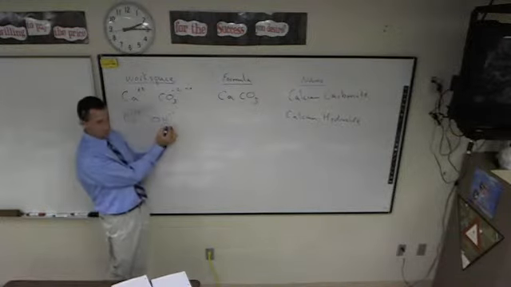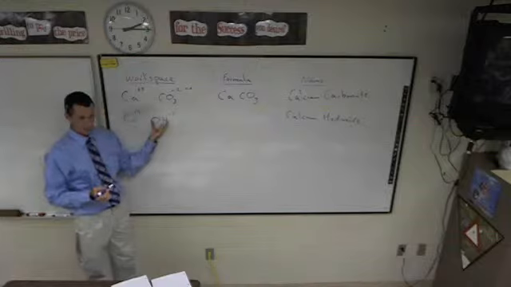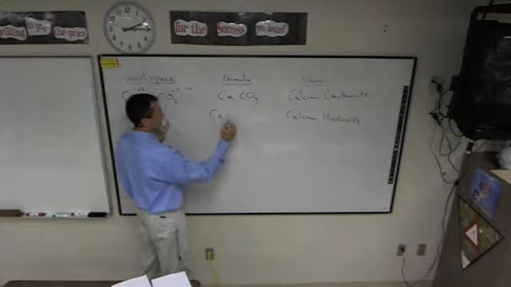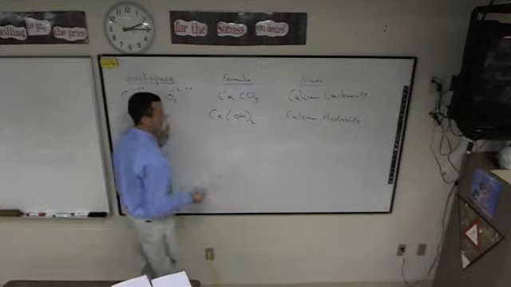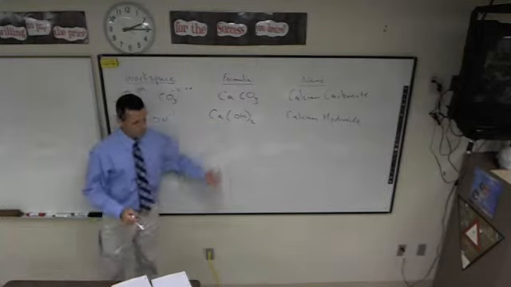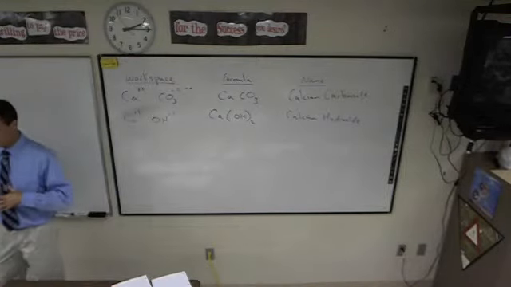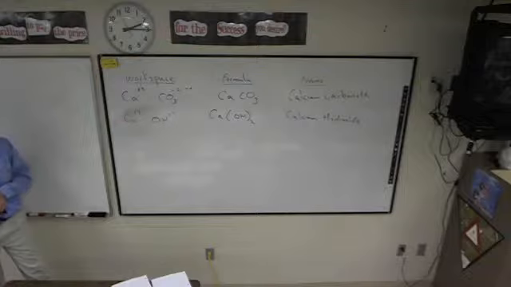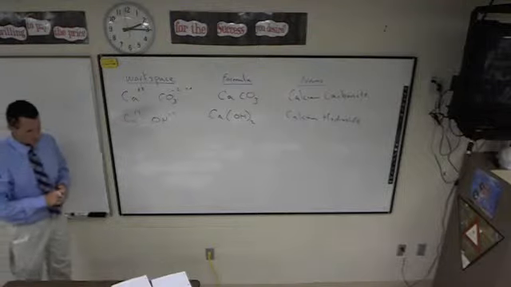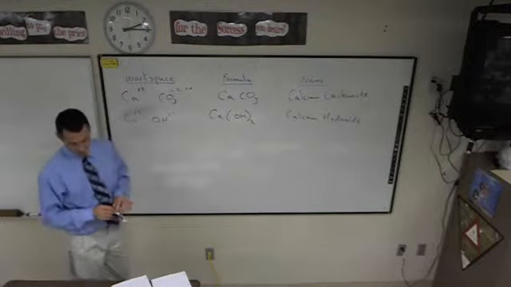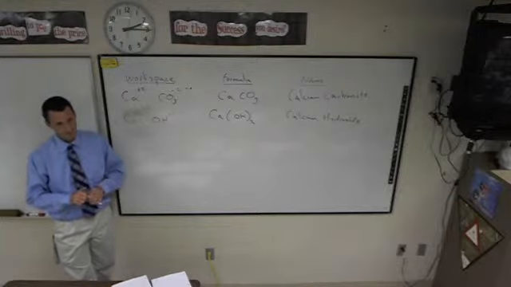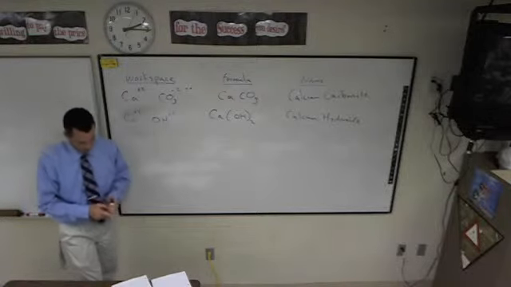We don't need just 2 H's. We need 2 of this whole thing. So what you do is you write it in parentheses. And what that means is that 2 is being multiplied by the whole thing, not just the H. Make sense? Anybody know what calcium hydroxide is used in? Mouthwash. All right, let's do one more.